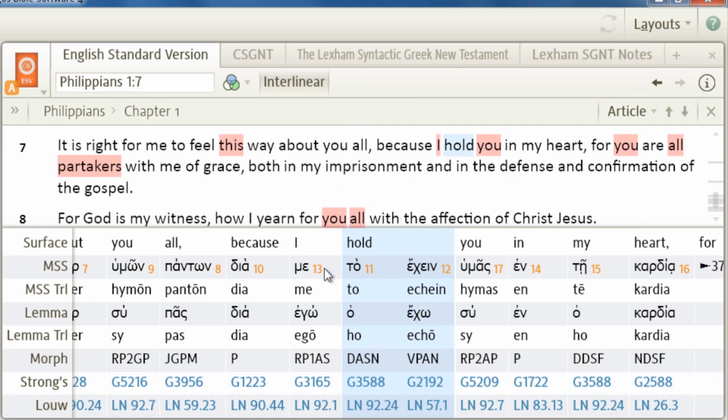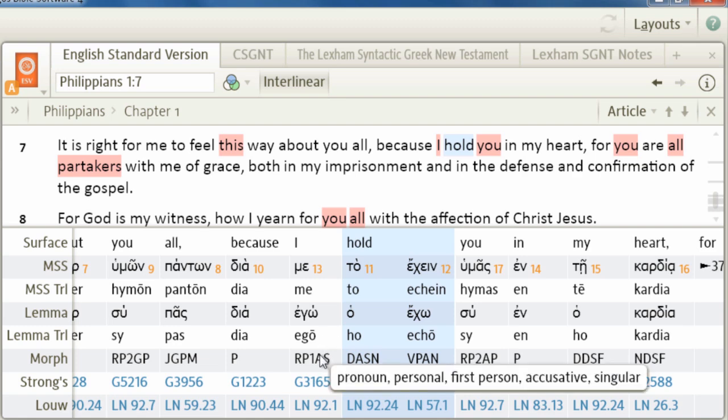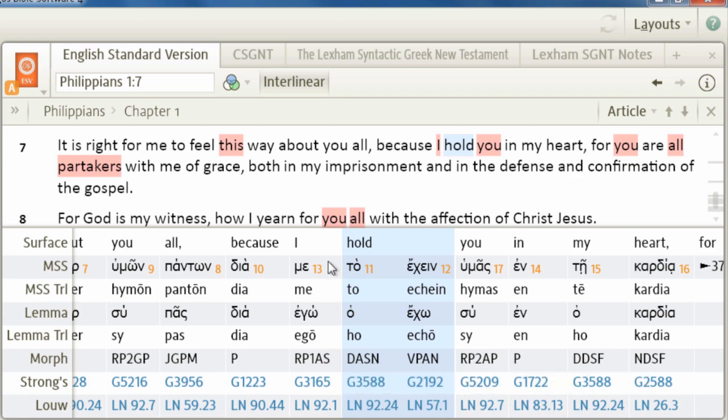Now here we have our first word in the accusative case. We can see by the morph line down here, me, which is translated I in the ESV, followed by our infinitive verb, echein, which is translated hold, and the next word in the accusative case, which is humas, translated you. Now here's where the issue is. Since we have two words in the accusative case, and the infinitive can take an accusative as its subject, which one is the subject and which one is the object?